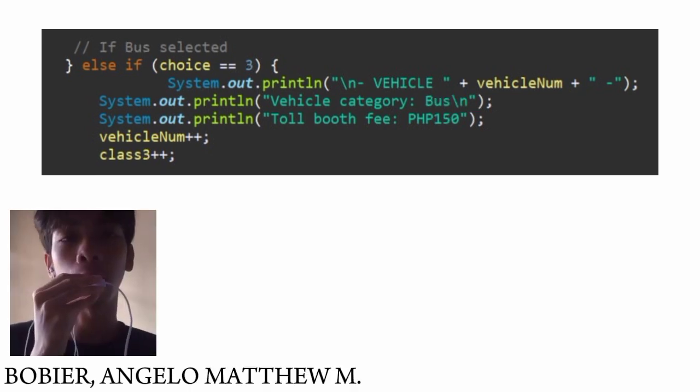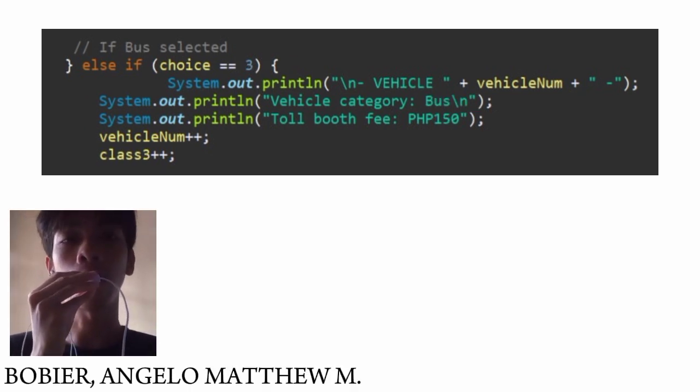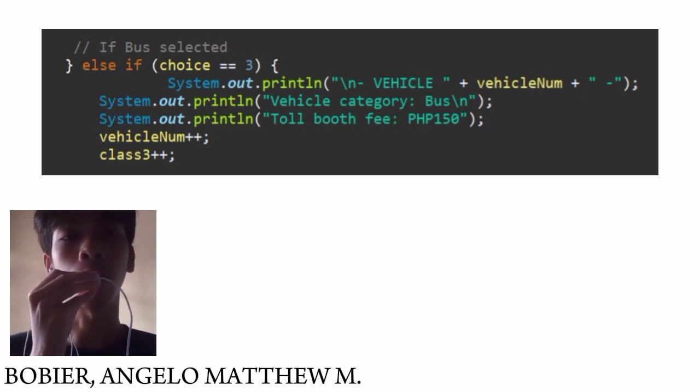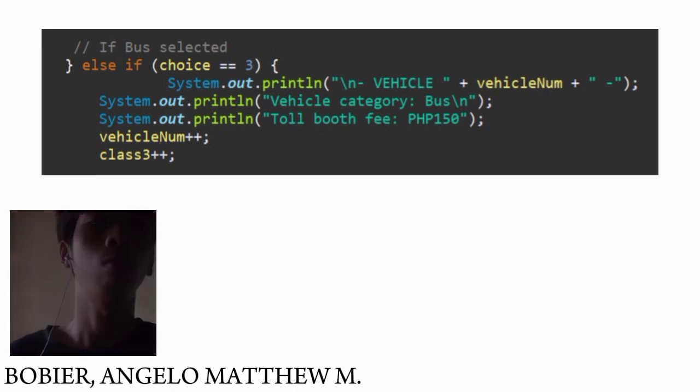This code part runs when bus is selected, when choice is equal to 3. It displays the vehicle number, labels the vehicle as a bus, and shows a toll fee of 150 pesos. Then it increments vehicle number to track the next vehicle and updates class 3 to count this bus entry.